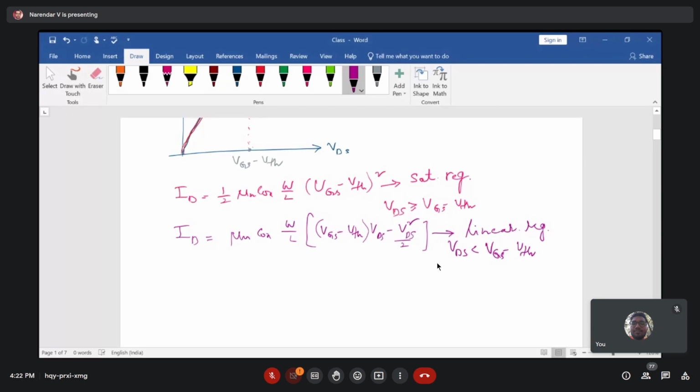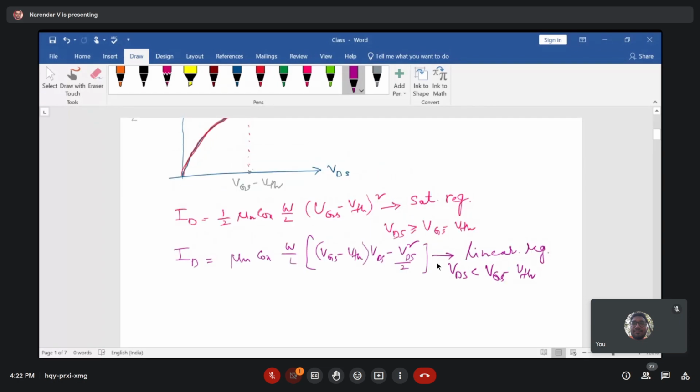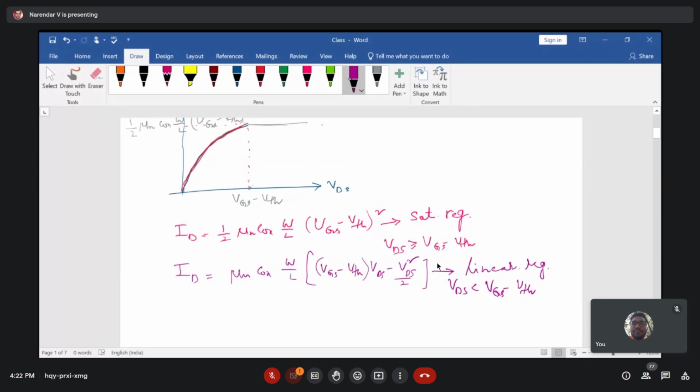Now if you notice this linear curve, because we are interested to know the linear current increment with respect to the increment in your VDS. So we are interested to identify this region and then want to know what is the current and the variation that takes place in your MOS transistor.